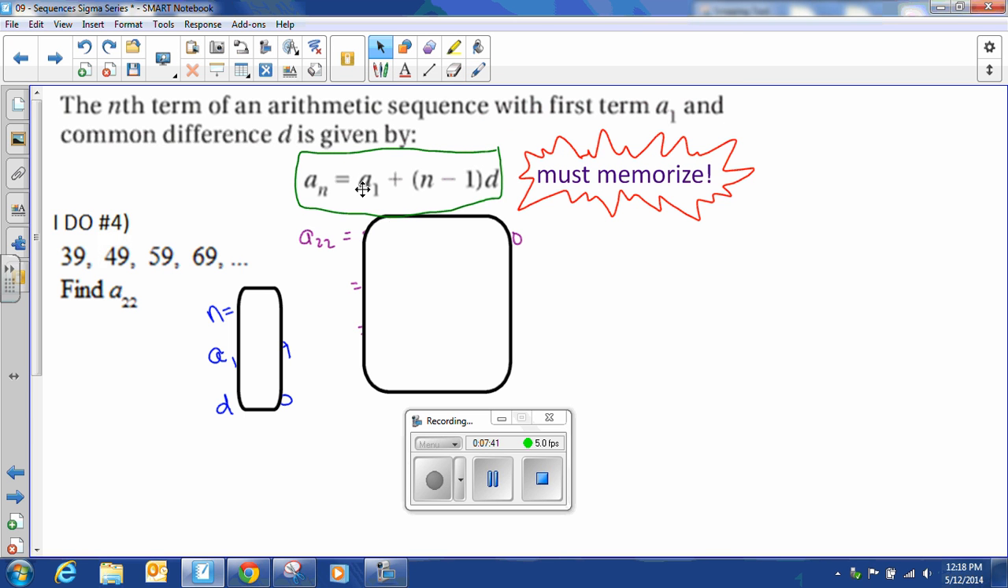So basically what that means is if you have a sequence, you know what the first term is, you know what the common difference is, and you're trying to find the nth term, in this case the 22nd term, right? N is 22, a sub 1, the first term, is 39, and the common difference is, well, we're going up by tens. These three things can be plugged into this formula to give us the 22nd term, the nth term.